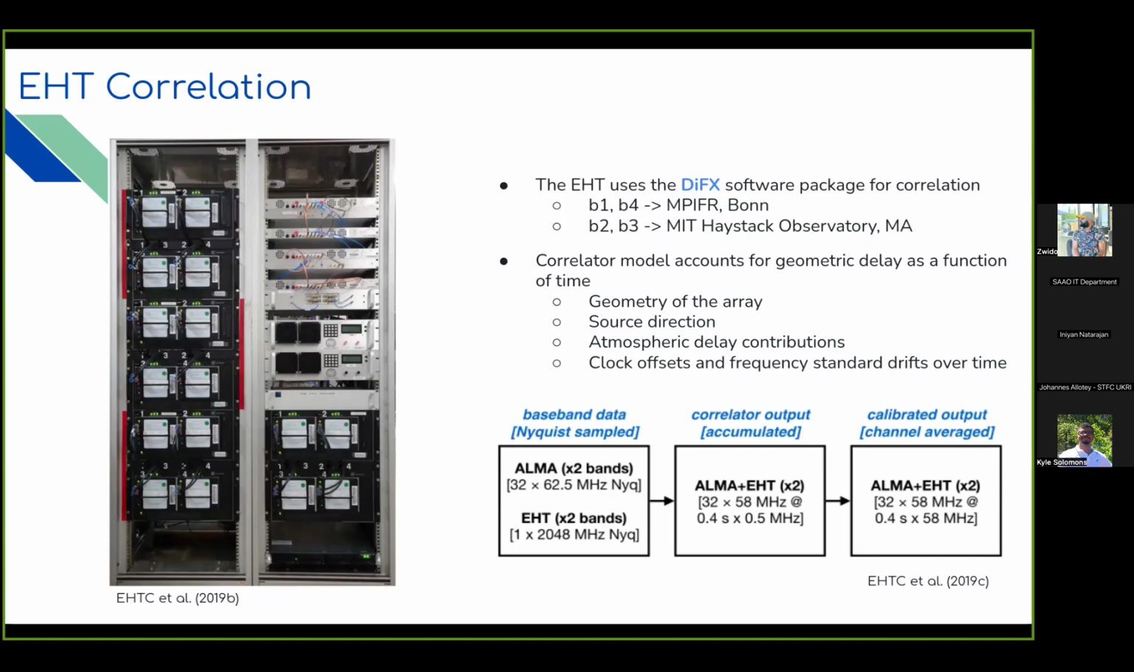The bottom block diagram is just to show how the resolution is reduced right from the Nyquist sampling at the correlator to the correlator output and the calibrated output. So EHT has 4 bands, each of which has 32 channels of 58 megahertz each. It's roughly 2 gigahertz per band.